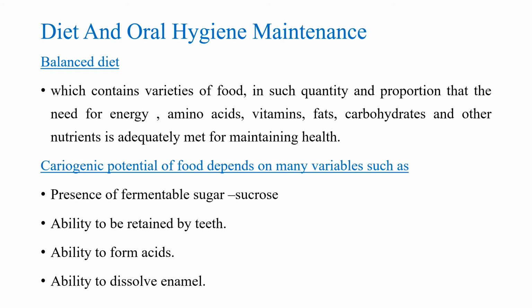Diet and oral hygiene maintenance. First is balanced diet. A balanced diet contains a variety of food in such quantity and proportion that the need for energy, amino acids, vitamins, fats, carbohydrates and other nutrients is adequately met for maintaining health. The cariogenic potential of food depends on many variables such as presence of fermentable sugars, ability to be retained by teeth, ability to form acids, and ability to dissolve enamel. This we are going to teach you in year 5, how diet is related to caries.